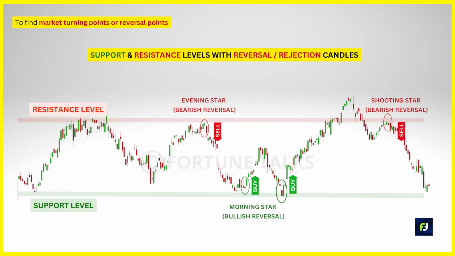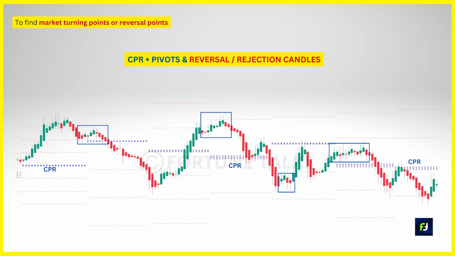But if you ask me personally, I like to make use of support and resistance levels along with rejection pin bar candles in traditional candlestick charts in association with Heikin Ashi charts for a higher probability trade setup. I even make use of CPR and pivot levels along with rejection pin bars for my reversal trades.